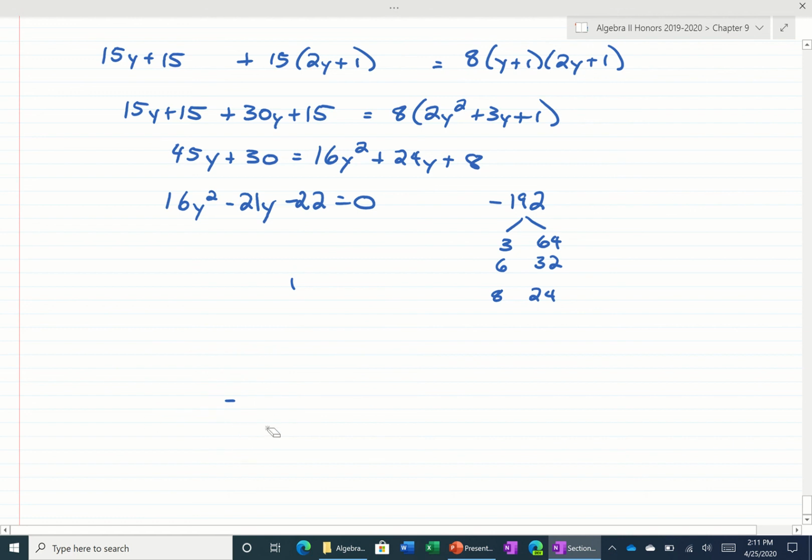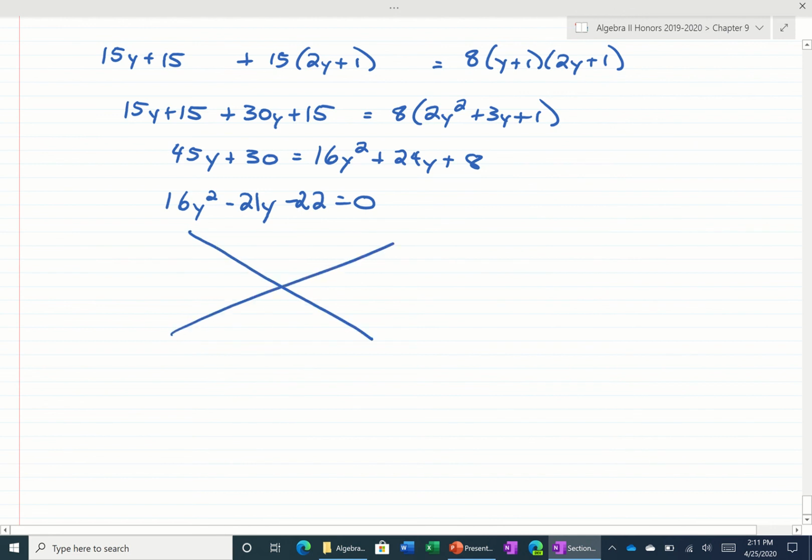So, I'll fix this up here. Just like in class, sometimes I make mistakes, but eventually we figure it out. So factoring, 16 times 22 would be negative 352, and they have to add up to be negative 21. So I'll try this again. 352 divided by, so let's see, 4 and 88 aren't going to work.